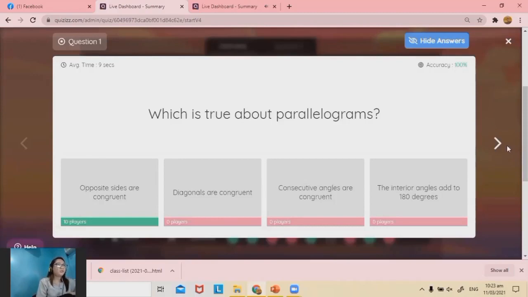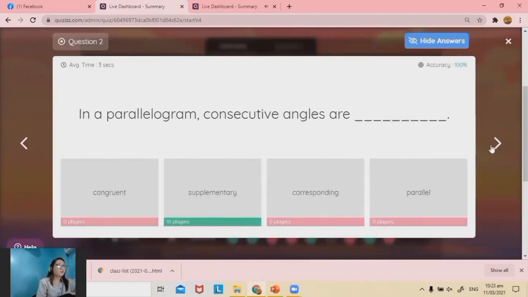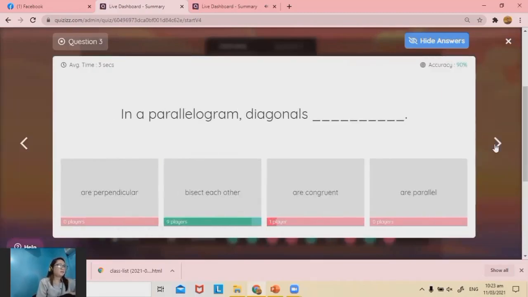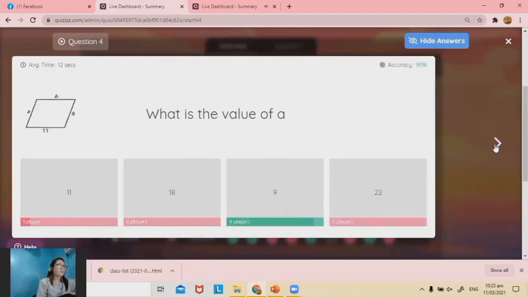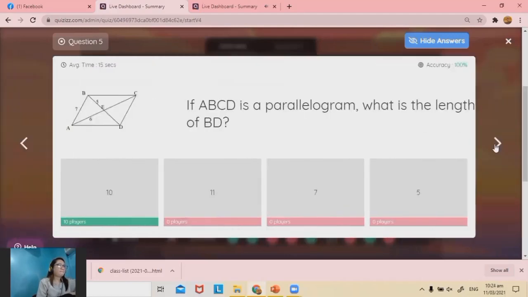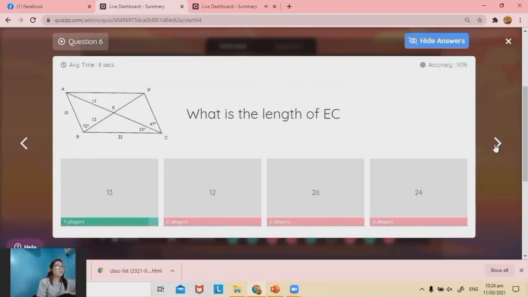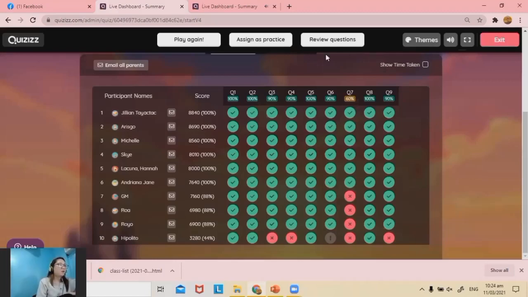Okay, majority got the wrong answer with number 6. Wait lang. Okay, majority got the wrong answer here. What is the length of EC? Okay. EC. So AE is 13, therefore EC is also 13. Okay, I think it was not easy. Question number 7.